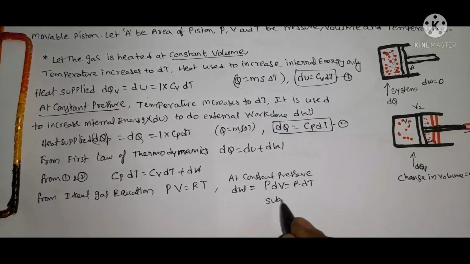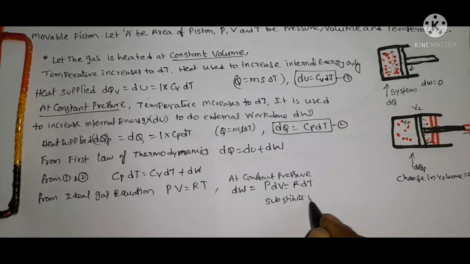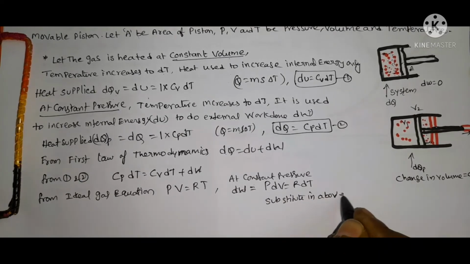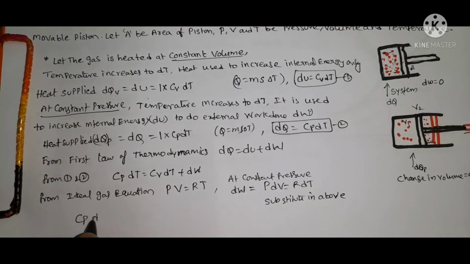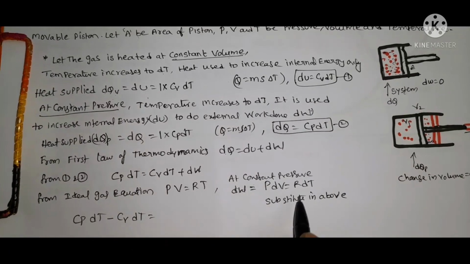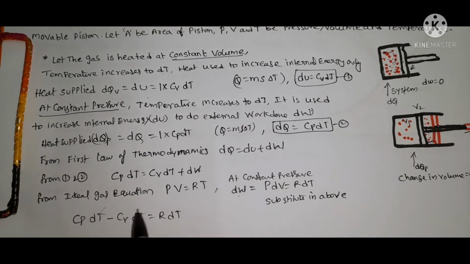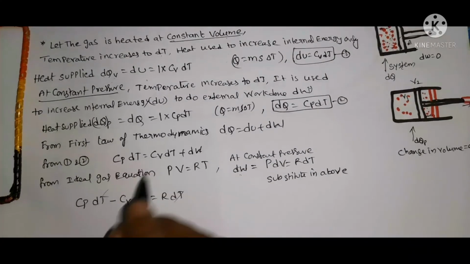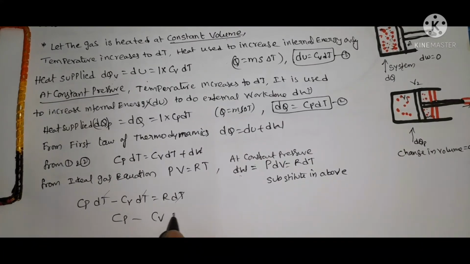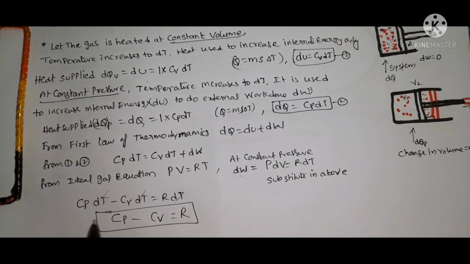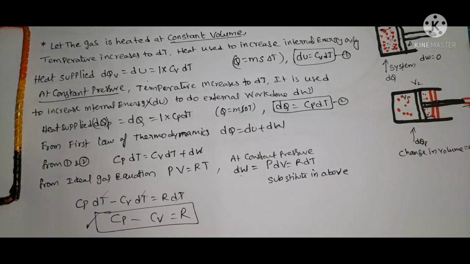So substitute in above. So what you will get? Cp dT, keep it this side, minus Cv dT is equal to dW. In place of dW you can put PdV or RdT. So dT cancels. Finally you will get Cp minus Cv is equal to R. This is the simple relation between the specific heat capacities of gas, or molar specific heats. So simple answer for this.